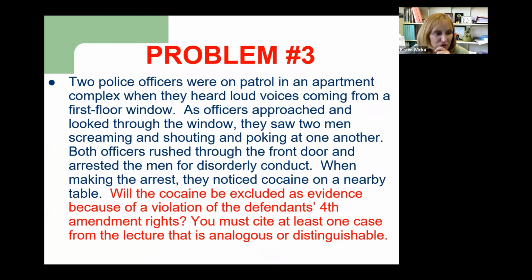Two officers were on patrol in an apartment complex when they heard loud voices coming from the first floor. The officers approached and looked through the window. They saw two men screaming and shouting and poking at one another. They rushed to the front door and arrested the men for disorderly conduct. When making the arrest, they noticed cocaine on the nearby table. Is that a search of a protected area?